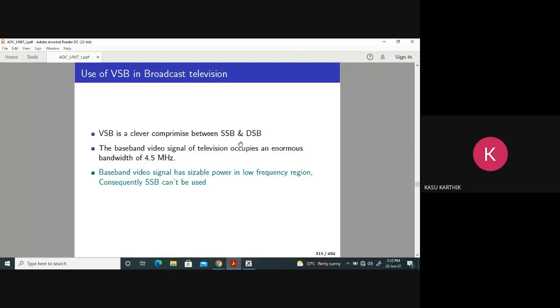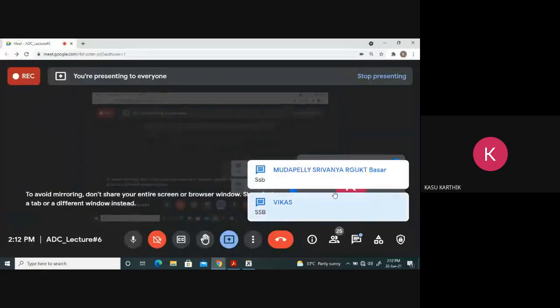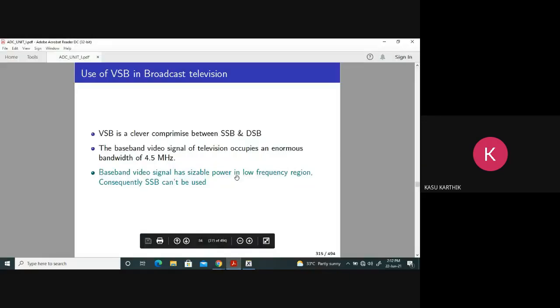So as of now, for transmission of speech and voice signal, what is the best technique? Tell me the answer. For transmission of voice or speech, what is the best technique? That is SSB. For transmission of video signal, what is the best technique? VSB. As simple as that. For audio, SSB. For video, VSB.